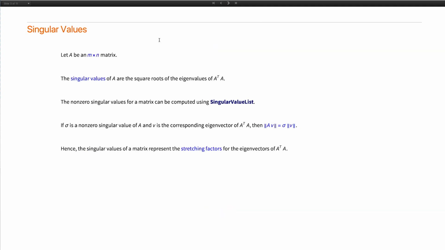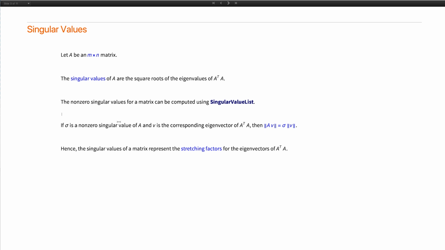Okay, so now let's do things a little more formally. So let's say you have an m by n matrix A. Then the singular values of A are the square roots of the eigenvalues of A transpose times A. And luckily we have a nice function called singular value list, which can be used to compute the non-zero singular values for a matrix. Now the question is, how do the singular values differ from eigenvalues?